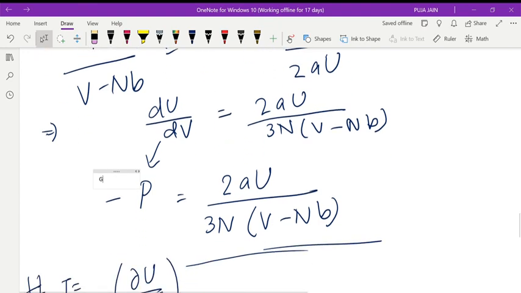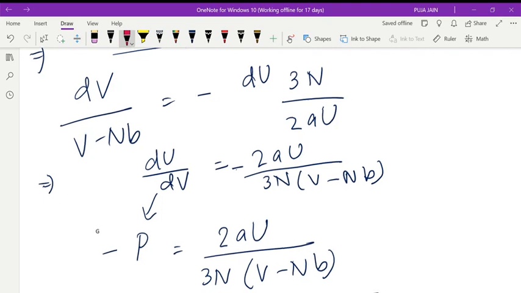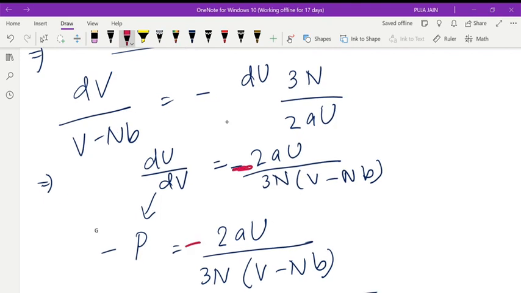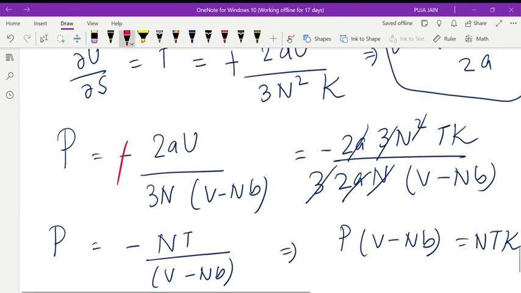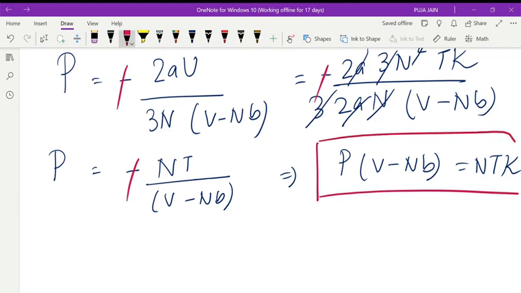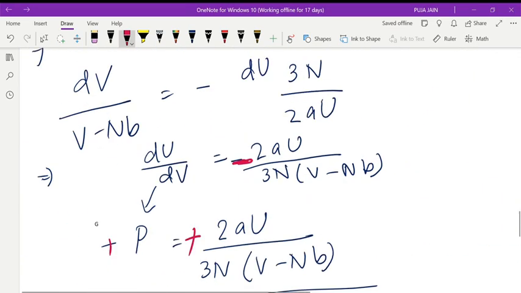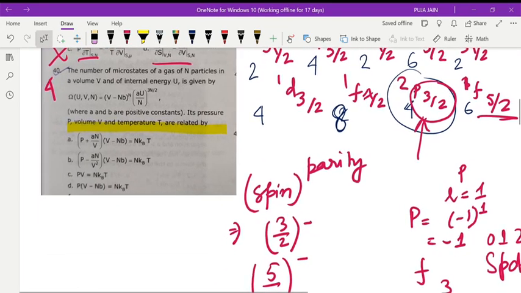Yes, there was one mistake. Here you see del U del V, there is a minus sign, and there was also a minus sign. So both will cancel out. So here there will be no minus sign. Here no minus sign, and this is our final answer. Okay. So let's see which answer is matching. Option D. Option D is matching.